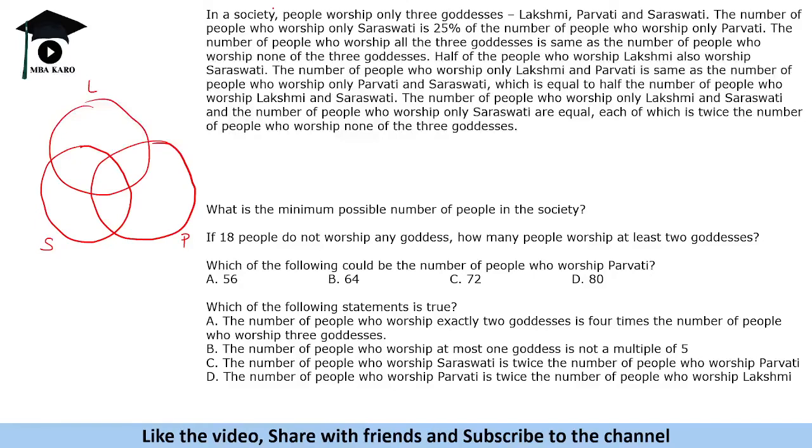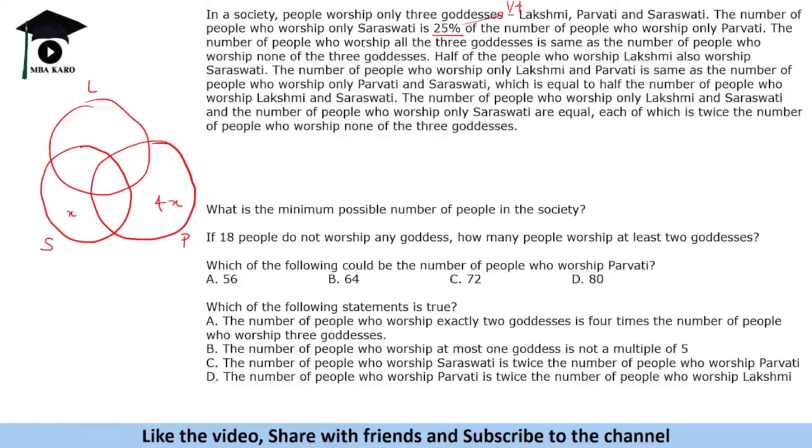It says the number of people who worship only Saraswati is 25% of the number of people who worship only Parvati. So 25% means 1/4. Okay, so we will take the number of people who worship only Parvati as a multiple of 4. So let us say this is 4x. So only Saraswati will be x.